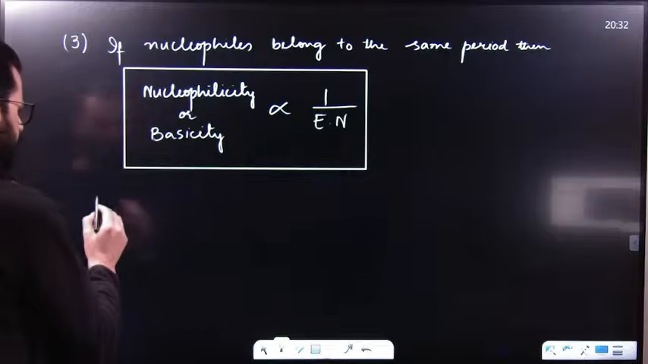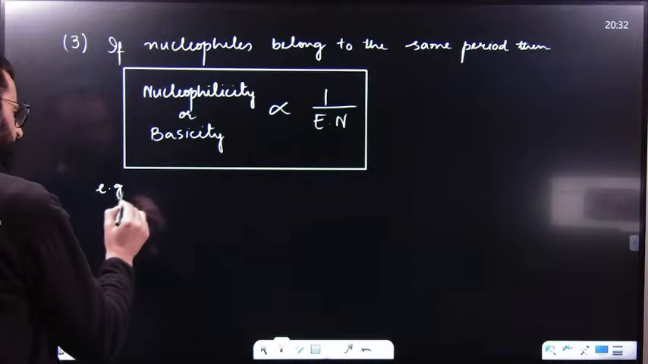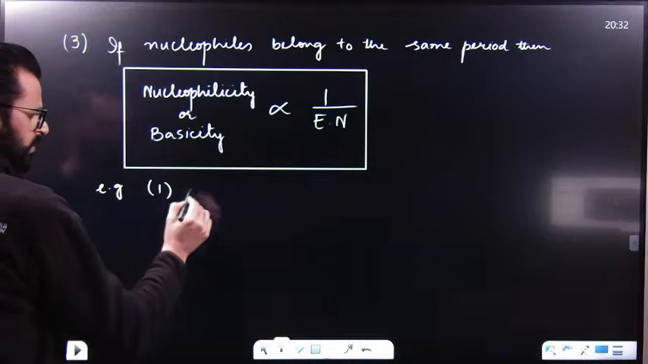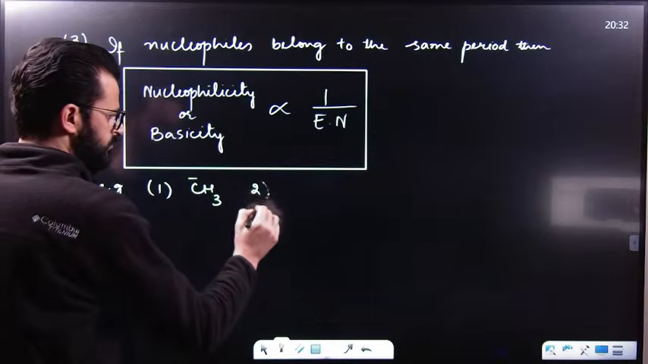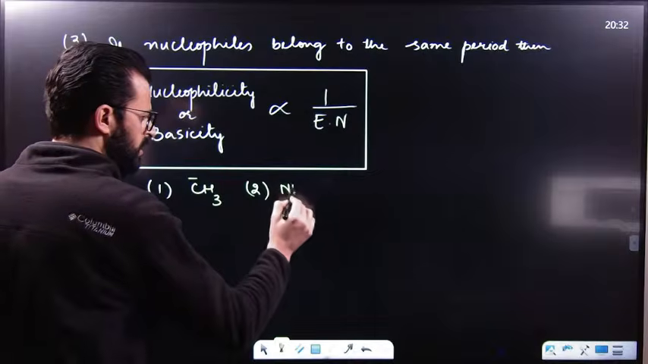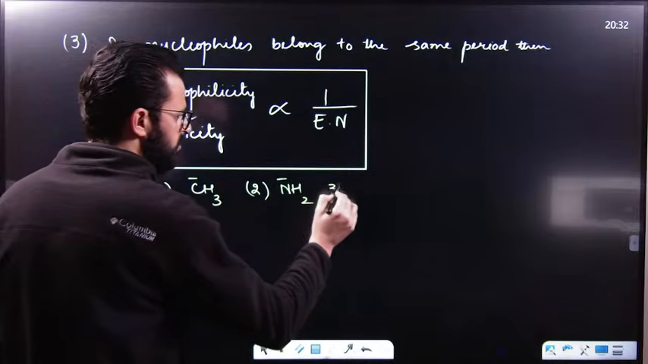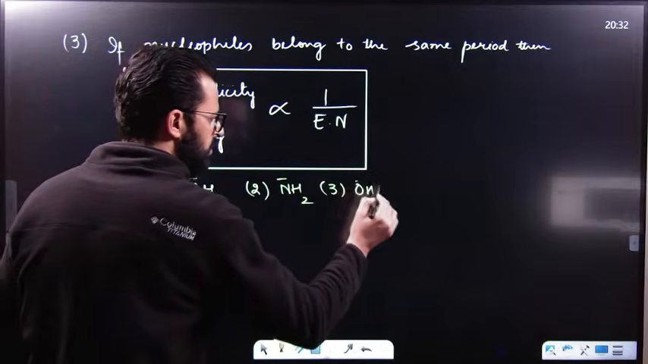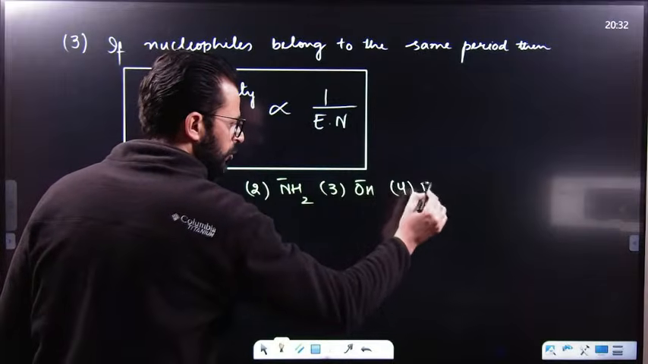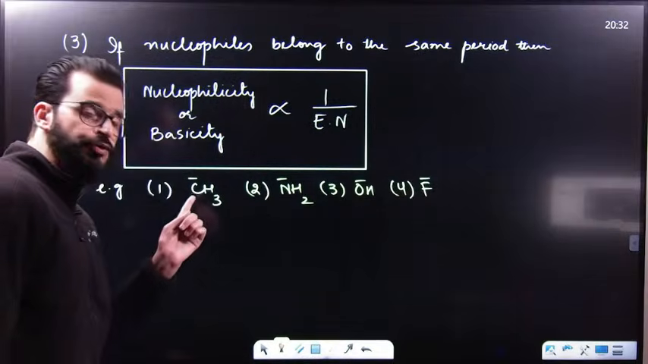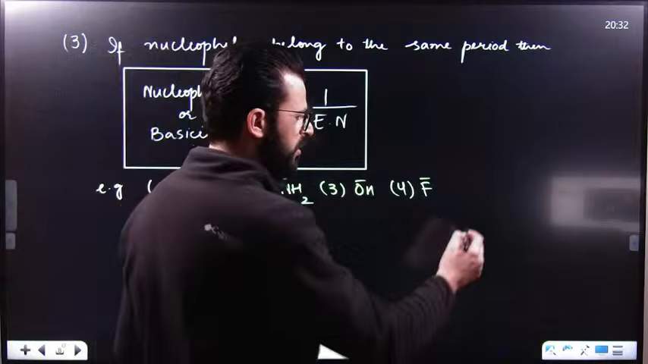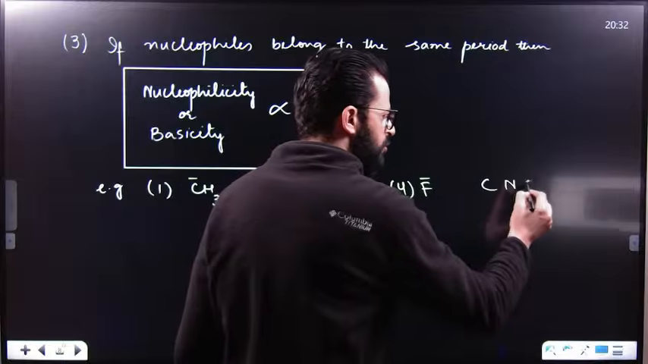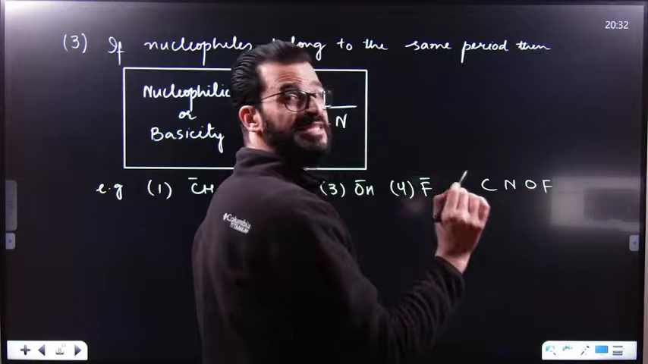So the next point is, for example, if you have nucleophiles or bases like CH3 minus, NH2 minus, OH minus, and F minus. Have a look. The negative charge or nucleophilic center is carbon, nitrogen, oxygen and fluorine. Carbon, nitrogen, oxygen, fluorine belong to the same period.